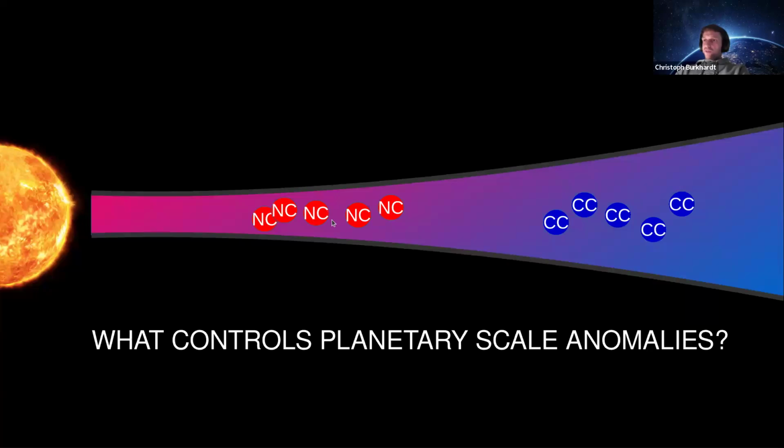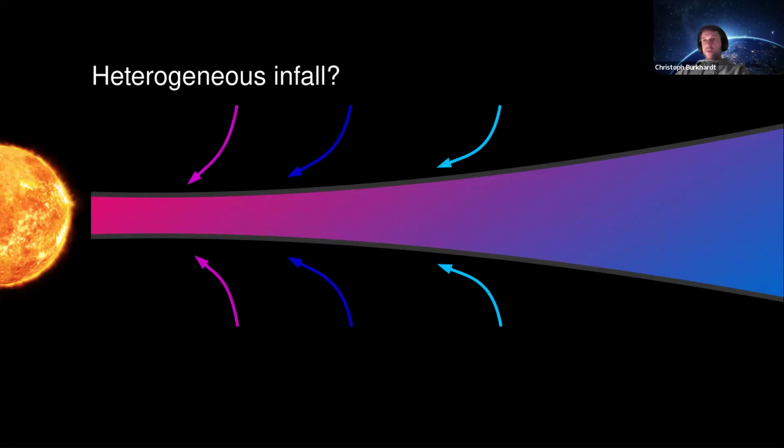So the question we need to ask is, what actually controls these planetary scale anomalies that we see on the bulk meteorite scale? And there are two end-member models around. One is, it is inherited from the molecular cloud that was heterogeneous. So the infalling material that falls on the disk, either at different times or at different places, had slightly different isotopic compositions. And that is somehow inherited in the disk, and then bodies at different places form in the disk with a different composition.